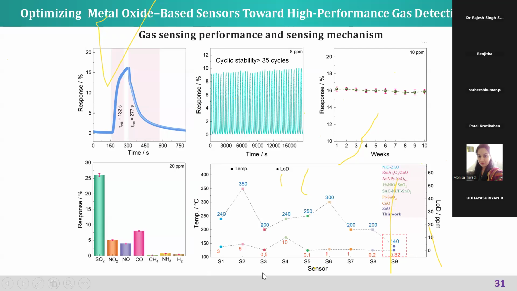Then we compare this sensor data with other literature. This is where our sensor is. So we have an optimal temperature of 140 degrees centigrade for usage, and the lowest limit of detection possible is up to 320 ppb. That's what we are showing here.